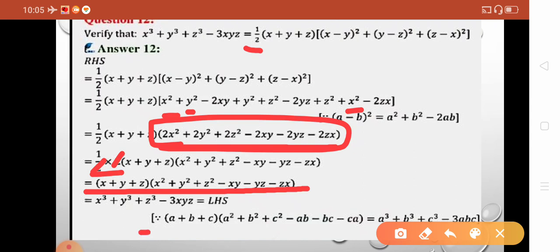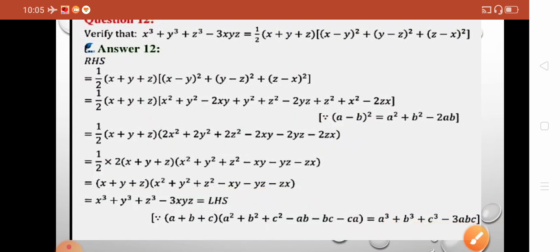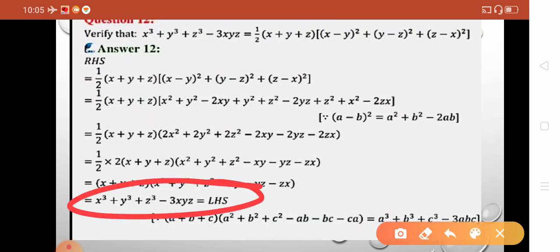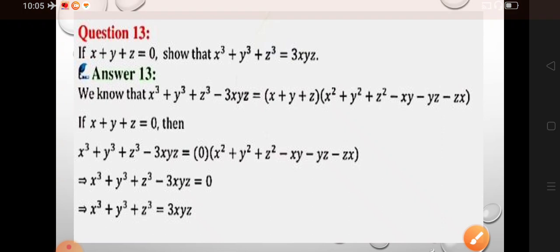So as we know from this formula, this value is equal to a cube plus b cube plus c cube minus 3abc. So we can directly write it as x cube plus y cube plus z cube minus 3xyz. So we have the left hand side equal to the right hand side, hence we have verified the given statement.